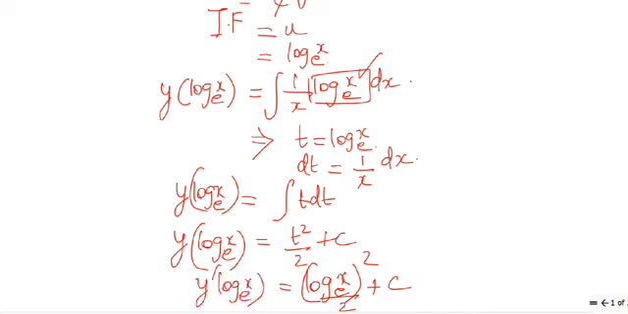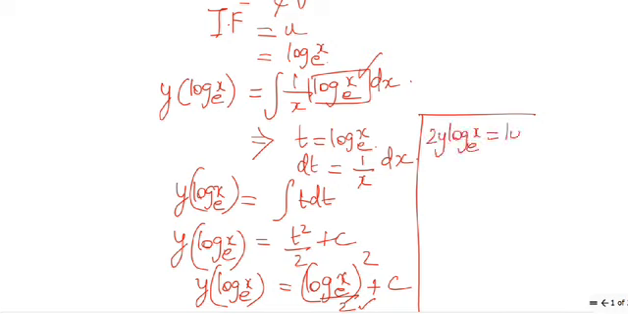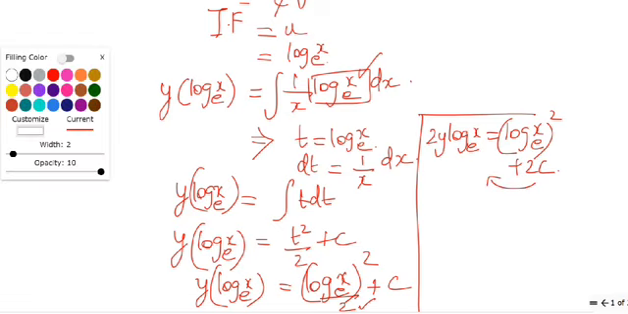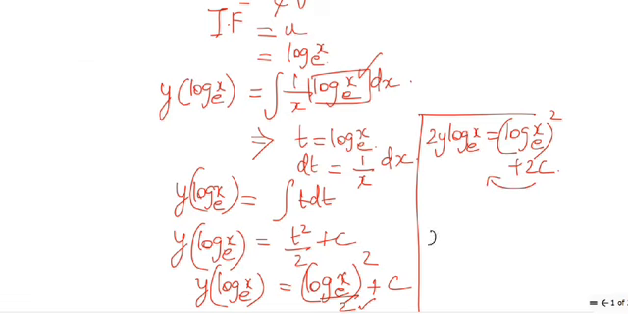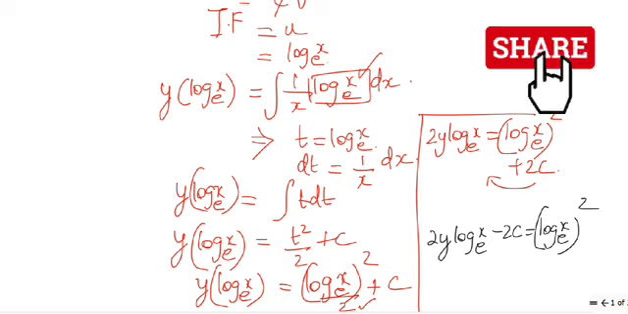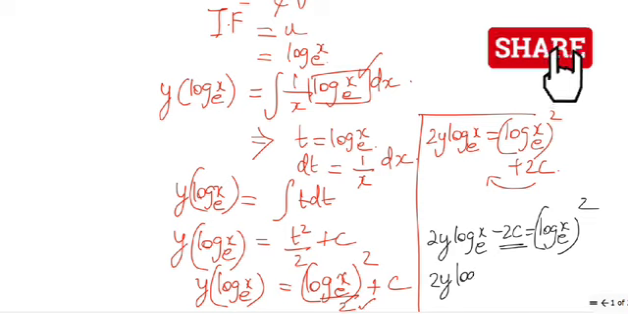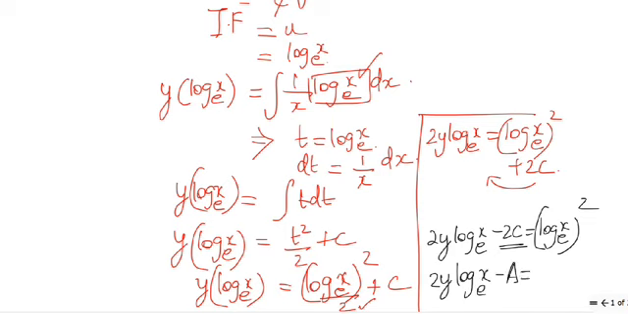In order to match with the options, we are going to multiply by 2 on both sides so that the denominator gets cancelled. So 2y log x to the base e equals log x to the base e the whole square plus 2c. Now we are going to bring this 2c to the left hand side. So that becomes 2y log x to the base e minus 2c is equal to log x to the base e the whole square. This 2c is nothing but a constant, and we can assume it with any alphabet in order to match with the option. I am assuming that to be a.